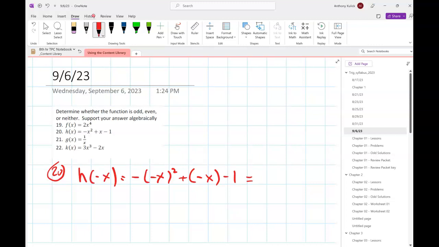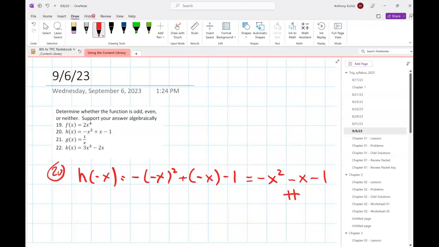So negative of negative x squared, how many negatives is that? 3, right? There's 1 for the negative out front, and then there's 2 because we have a negative squared, right? So 3 total negatives, so that should be negative x squared. And then plus a negative x is the same thing as minus x, minus 1.